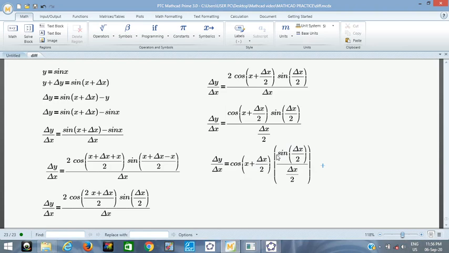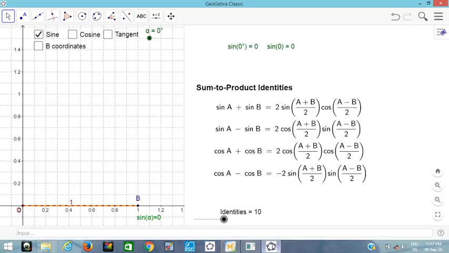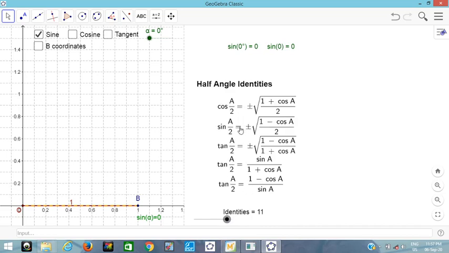And now that they are on one side, we can take them out. If you recall these identities, if you go to number 11, you can see sine A over 2, the half angle identity. Sine A over 2 is the same thing as plus or minus square root of 1 minus cos A over 2. That means square root of 1 minus cos of this numerator, which is A, divided by 2.